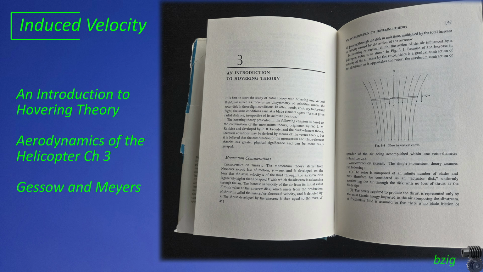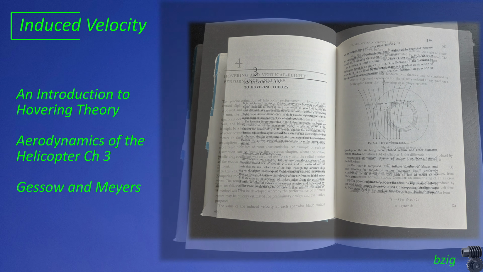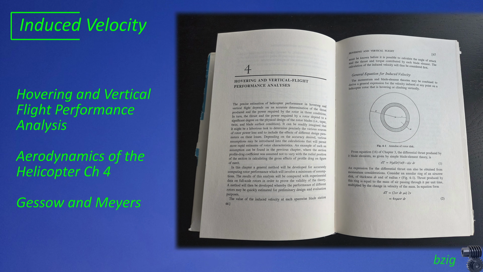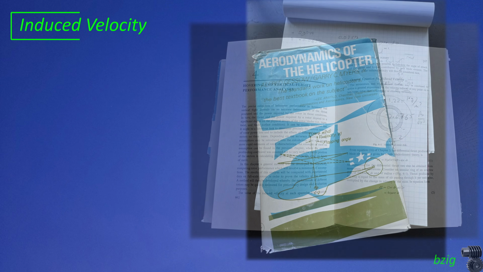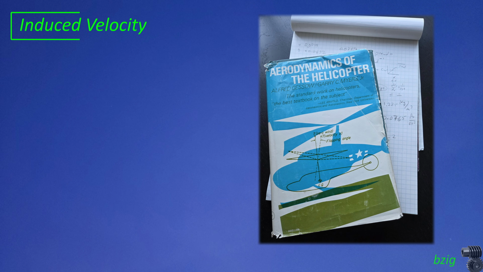This is also the part where I'm probably going to get some critical comments for not showing all of this work. If you want more details, Gessow and Myers cover momentum theory in Chapter 3 and blade element analysis in Chapter 4. And this is an old book. There are more sophisticated computational methods of doing this today, but I'm not using those.